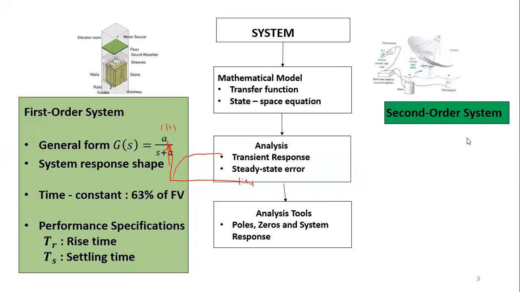Similarly, we're going to talk about the general form, the system response shape, and the performance specifications for the second order system. In our normal work, the system that we usually deal with is actually a second order system. When you are doing your FYP later on, you will normally deal with a second order system. Even if the system is very complex, for example precision control of a quadrotor or underwater projects, we can still assume that the system is a second order system.